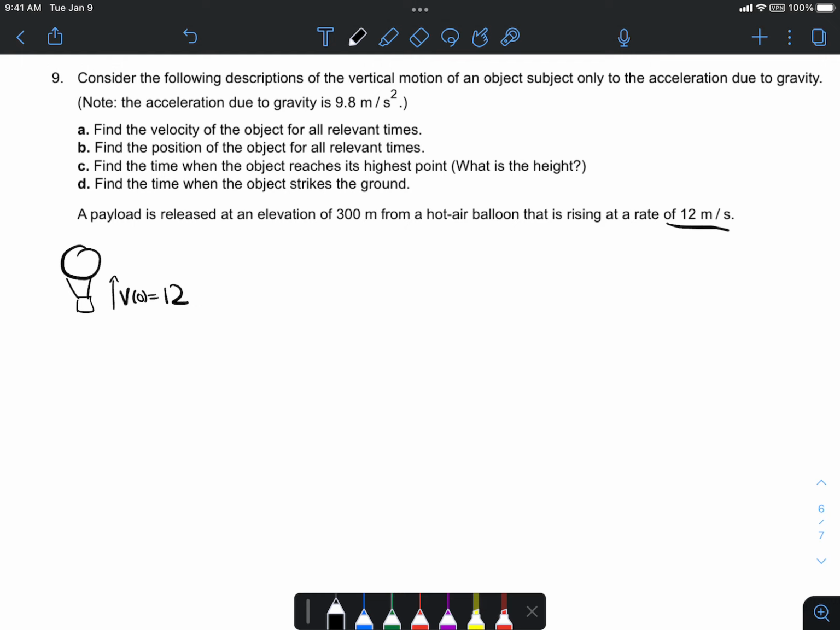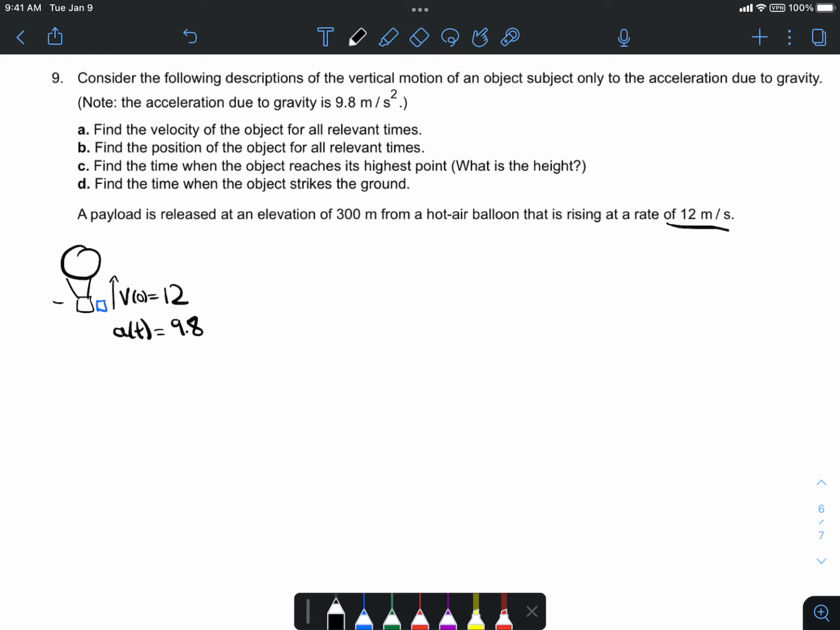it is rising at this rate, and when you release the load, it will start with this velocity, right? Because it's going to be released, not thrown, just released. So it starts with the same velocity as the balloon, and then as soon as it is released, the acceleration of gravity will start acting on it. And the acceleration of gravity is 9.8 meters per second squared. So we know that a of t is 9.8 meters per second squared.